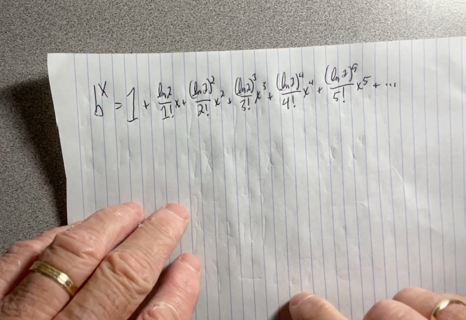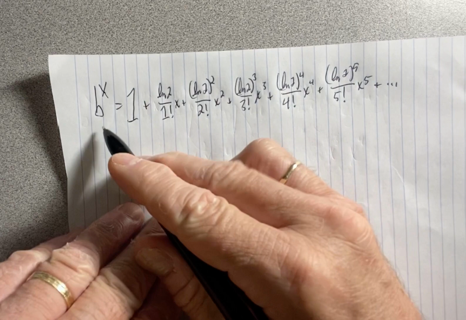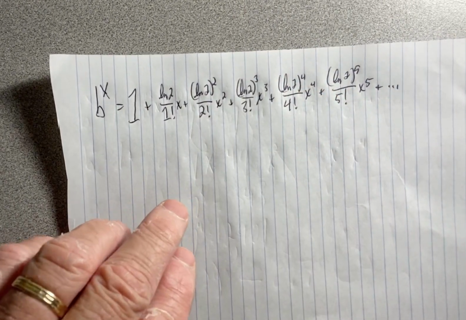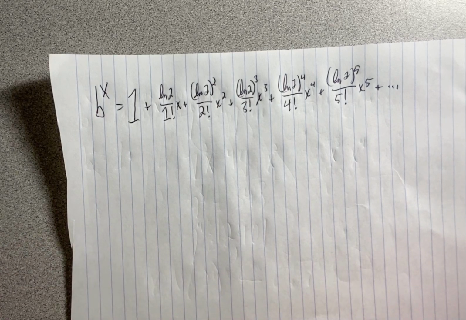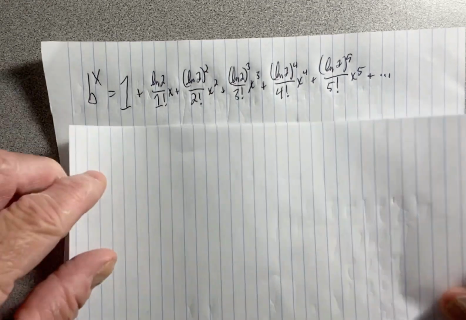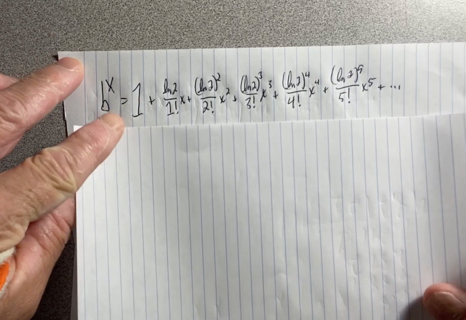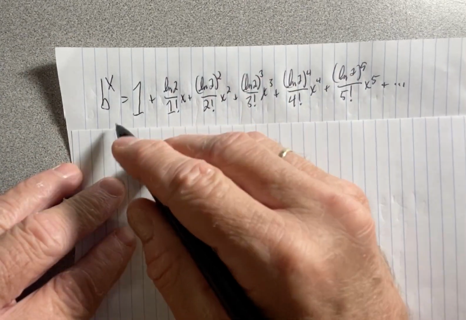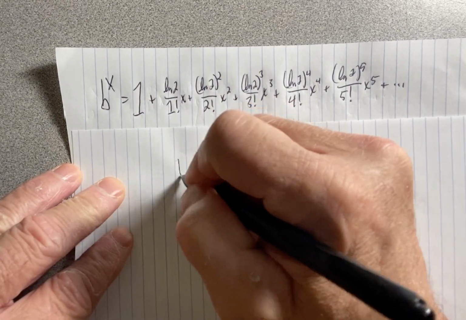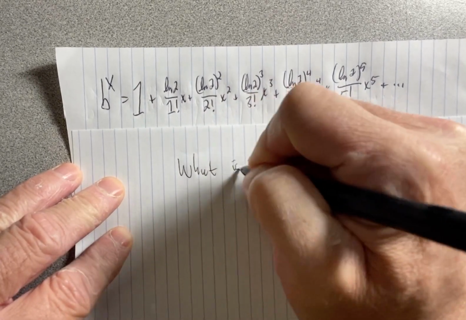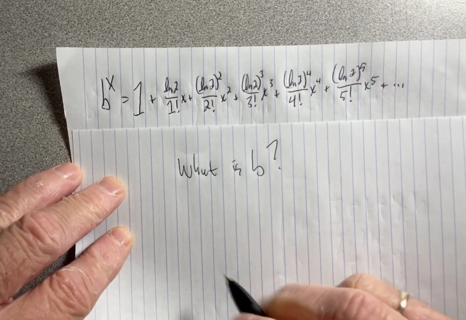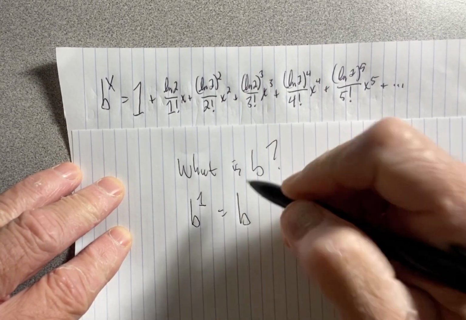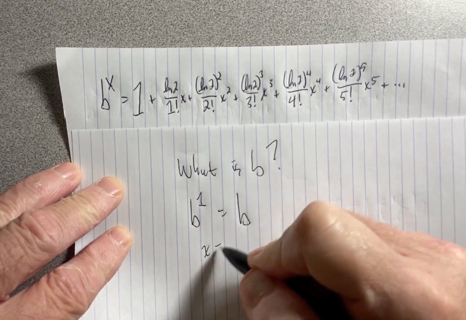And what we want to do is compute b, to find out what b is. So our goal is to discover b. What is b? If this is the definition of the exponential function with base b, what is b? Well, then we want to know b to the 1, because b to the 1 is b. So that means our x is going to be 1.